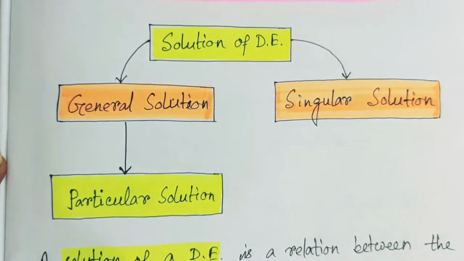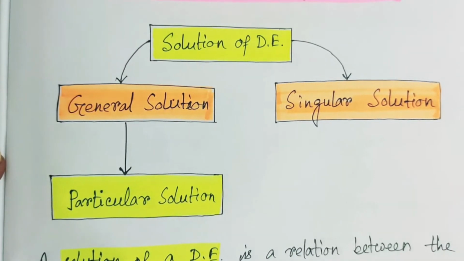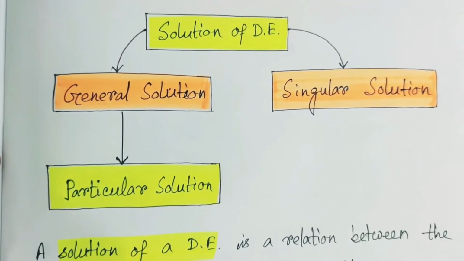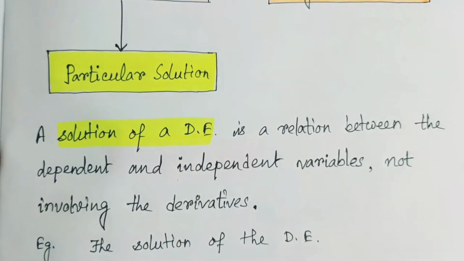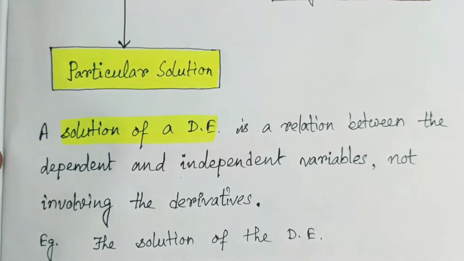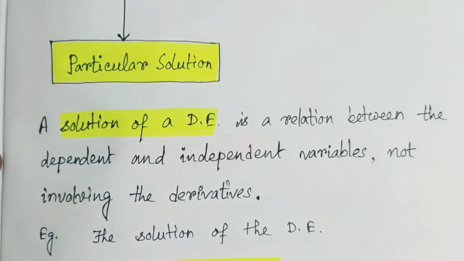So what is a solution, and how shall we find out the general solution, particular solution or singular solution for a differential equation? Before that we should come to know what those solutions basically are. First of all, a solution of a differential equation is a relation between the dependent and independent variables, not involving the derivatives. So what is the solution?